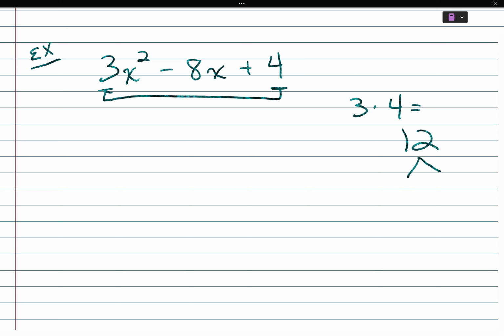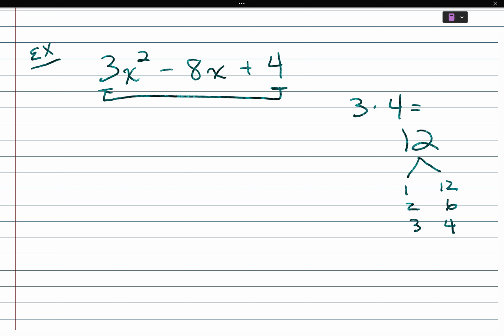And now I'm just going to write all the factors of 12 that I know. I know 1 and 12, 2 and 6, 3 and 4, and then 6 and 2, but I already have 2 and 6, and 12 and 1, but I already have 1 and 12.